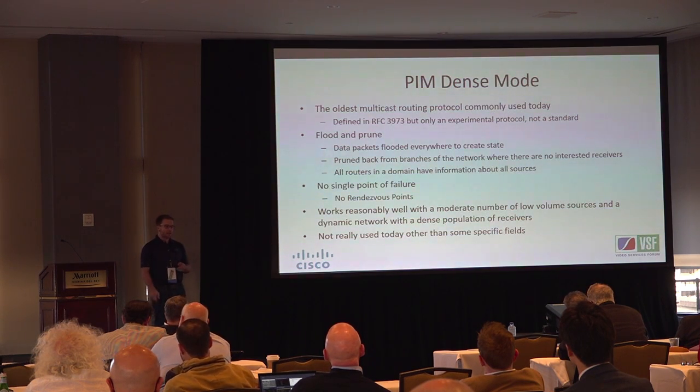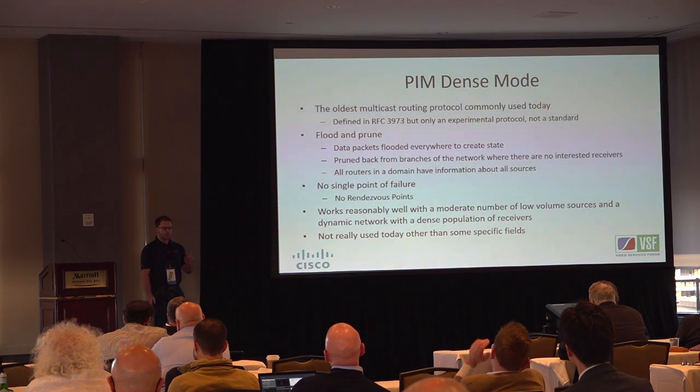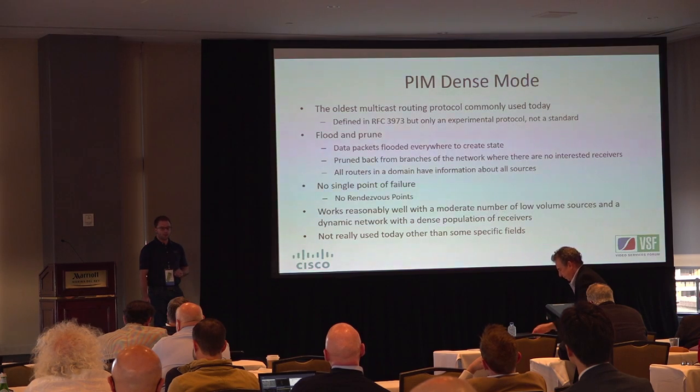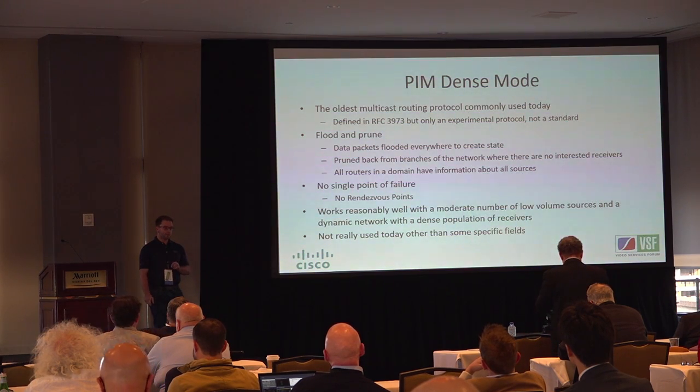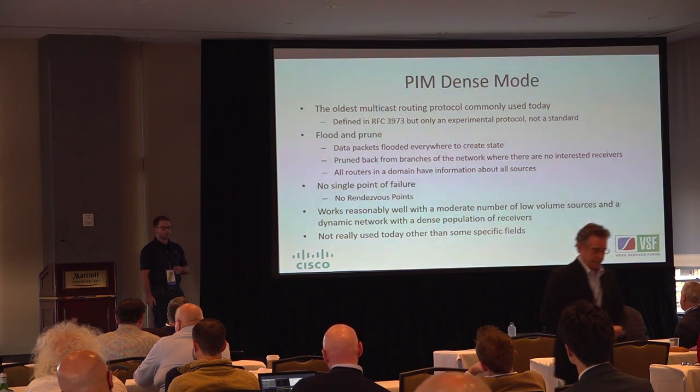All the routers in the domain have all the information about the sources. So this was actually the nice part about PIM Dense Mode, was that you had source and multicast state all the way across the network. There's no single point of failure. Now this is key. A rendezvous point is a single point of failure. It also works reasonably well with a number of low volume sources. And when I say low volume, I mean really low volume. You would never send 2110 across PIM Dense Mode because you're going to flood 1.5 gigs, 3 gigs, 12 gigs across your network.